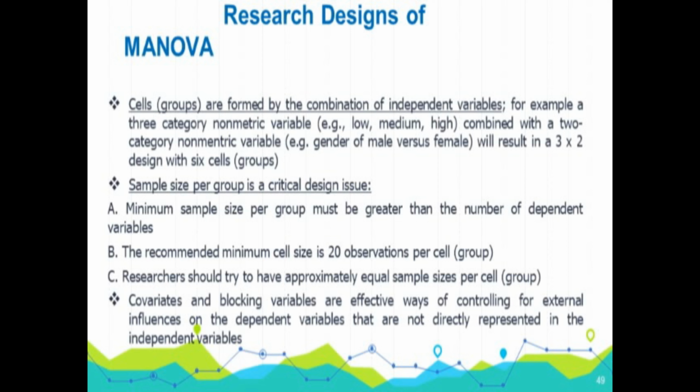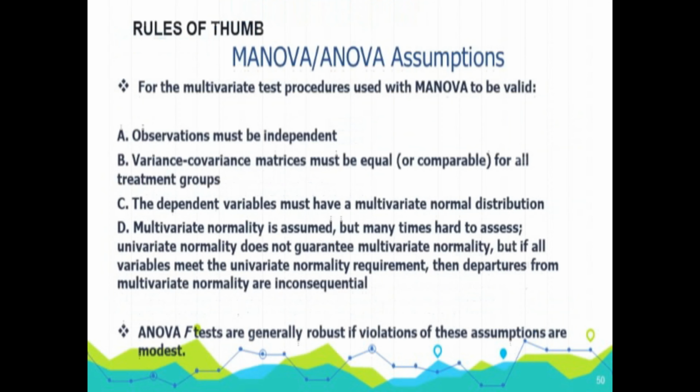Covariates and blocking variables are effective ways of controlling for external influences on the dependent variables that are not directly represented in the independent variables. An effective covariate is one that is highly correlated with the dependent variables but not correlated with independent variables.